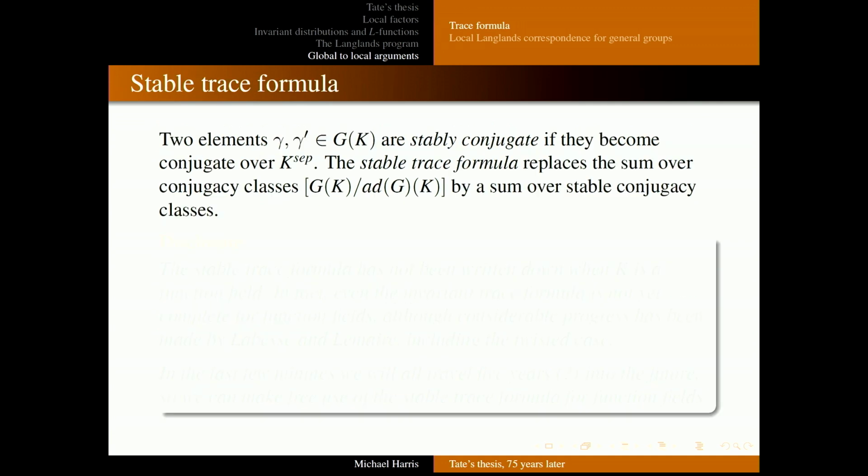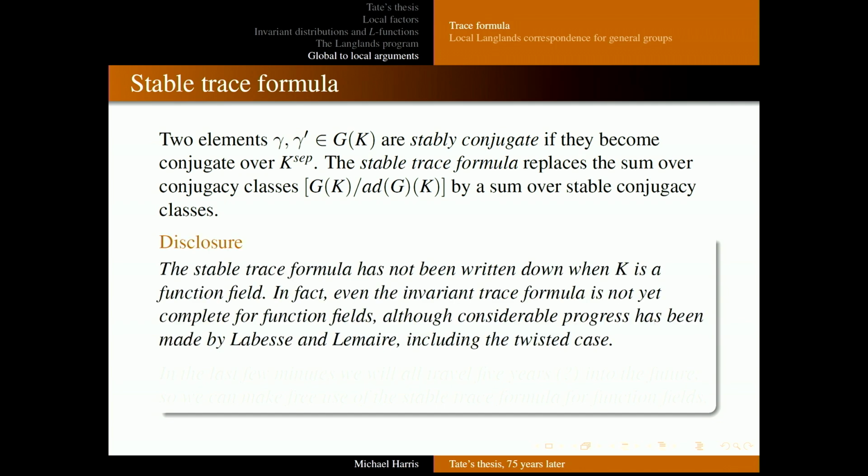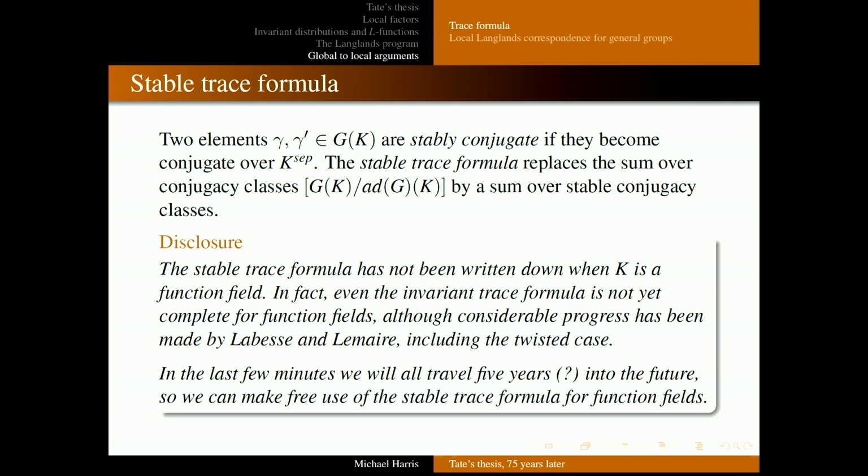And then I'm going to be quoting the stable trace formula, which replaces the sum over conjugacy classes by a sum over stable conjugacy classes, but it has not been written down yet when K is a function field. In fact, even the invariant trace formula is not yet complete, although there's ongoing work and there's been considerable progress in recent years. So in the last few minutes, we are going to travel five years into the future so that we can make free use of the stable trace formula for function fields.